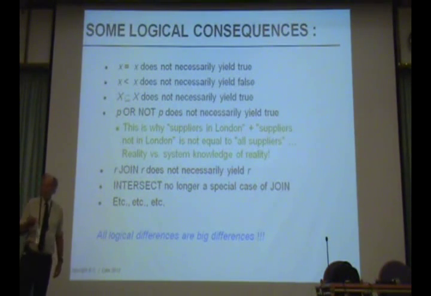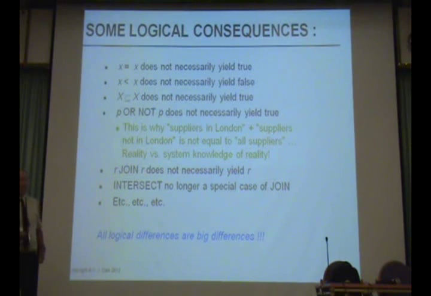Well, some logical consequences of this formalism are worth spelling out. X equals X does not necessarily give true. In two-value logic, of course, X equals X is an identity, it's always true. But not in three-value logic. Because if X is UNK uppercase, it becomes UNK uppercase equals UNK uppercase, which is UNK uppercase, which gives unk lowercase. Consider X less than X, which doesn't necessarily give false. Or if uppercase X is a set, in two-value logic, every set is a subset of itself. But not necessarily in three-value logic.